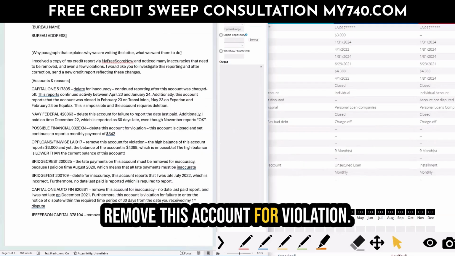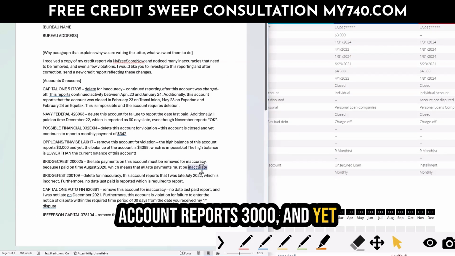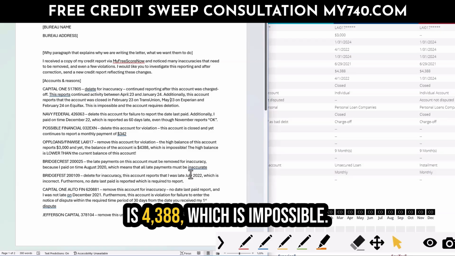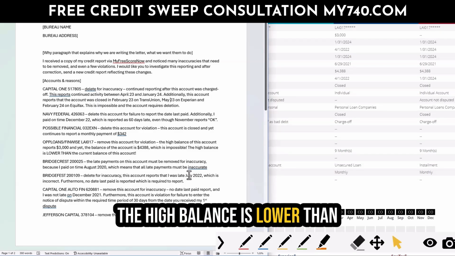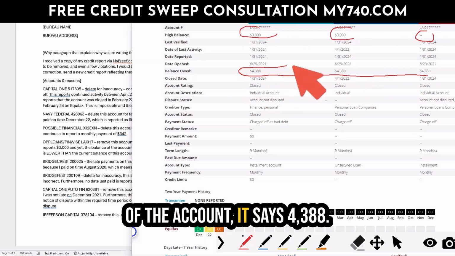The next one is OPP Loans, FinWise. Remove this account for violation. The high balance of this account reports $3,000, and yet the balance of the account is $4,388, which is impossible. The high balance is lower than the current balance. If we check out the actual balance of the account, it says $4,388.